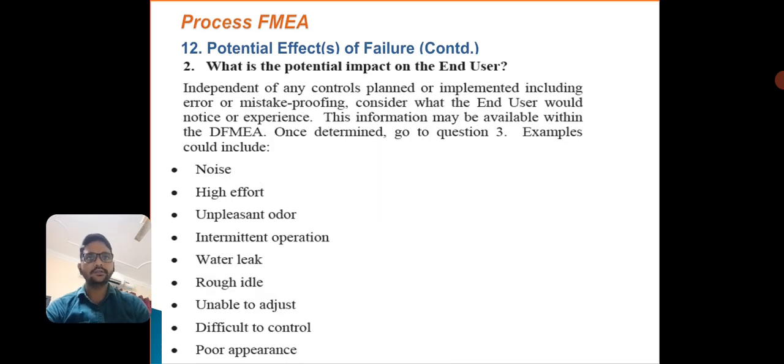The second question is: what are the potential impacts on the end user? Independent of any control planned or implemented, including error or mistake proofing, consider what the end user would notice or experience. This information may be available within the DFMEA. Once determined, go to question 3. Examples could include noise, high effort, unpleasant odor, water leakage, rough idle, unable to adjust, difficult to control, poor appearance.